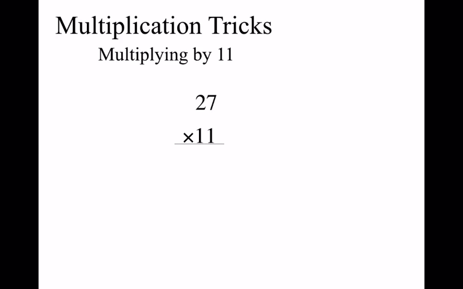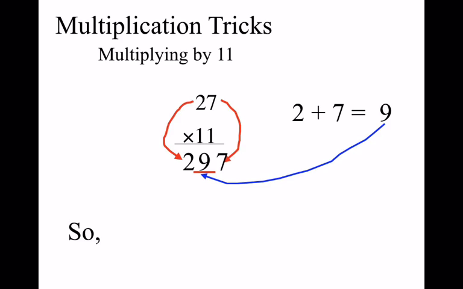All right, much like the last problem, we split up the outside digits. So we split up the 2 and the 7. We find the sum of those two numbers, and we input that in between the 2 and the 7. So the sum of 2 and 7 is 9. And so we can see that 27 times 11 is 297.